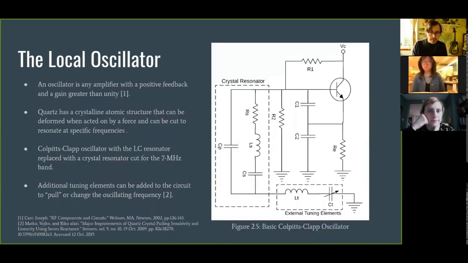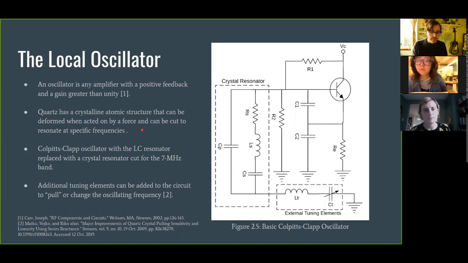I did have to design the local oscillator, and an oscillator is basically just any amplifier with a positive feedback circuit and a gain greater than unity, or a gain greater than 1. So we can achieve oscillation just by adding this feedback path and making sure that this transistor is biased so that we actually get a little bit of gain. The input signal is a little bit greater than its output signal.